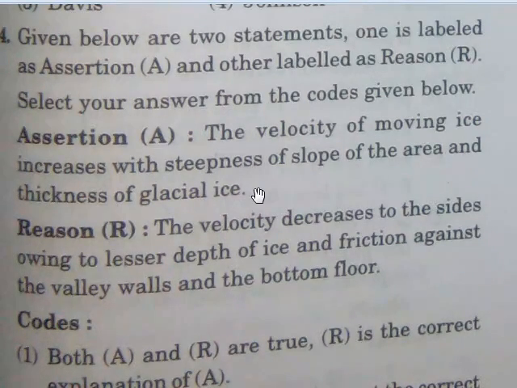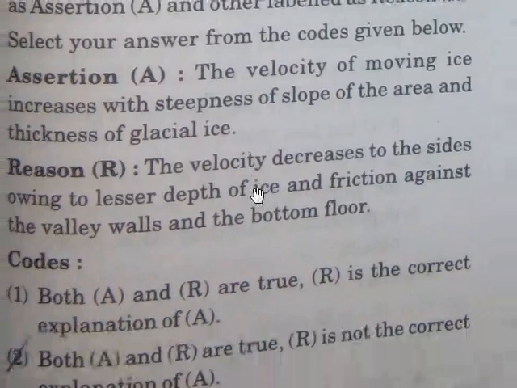So देखिए the velocity of moving ice velocity जो increase होता है and steepness slope होता है area का, thickness of the glacial ice का increase होता है तो, and second the velocity decreases on the sides owing to lesser depth of ice, जब ice का lesser depth होता है, and friction against the valley wall and the bottom floor. So both are correct but not explained to A.